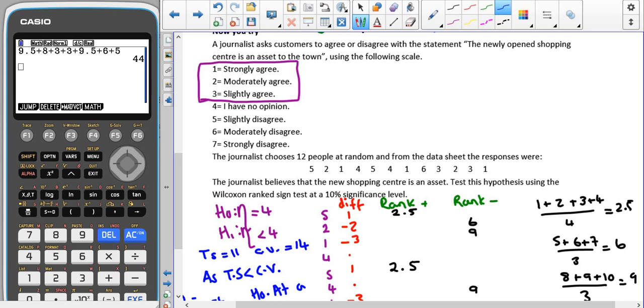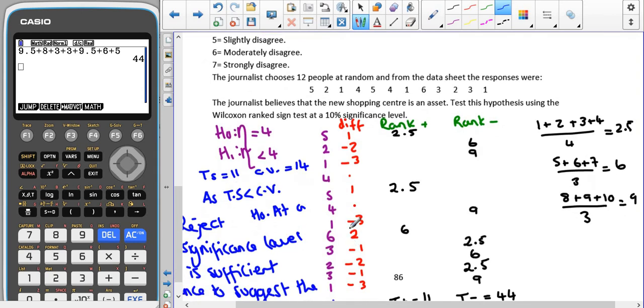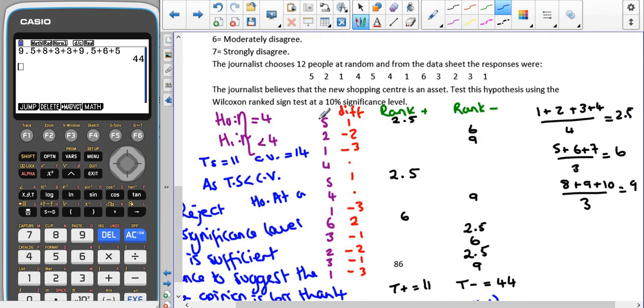That's what we're testing. So the journalist chooses 12 people at random to form a data sheet, and the responses were there. And then the journalist believes that the new shopping centre is an asset. Test this hypothesis using the Wilcoxon signed rank test at a 10% significance level. So then we have our values here. I've just rewritten them. We have our differences. Again, I've done the piece of data minus the median that we're testing. You can do it the other way around as long as you do all your takeaways the same way round.